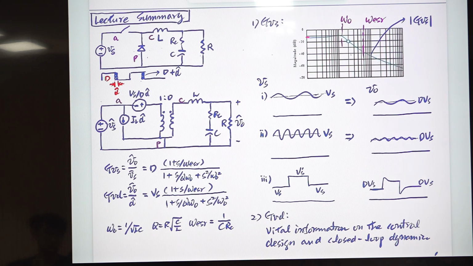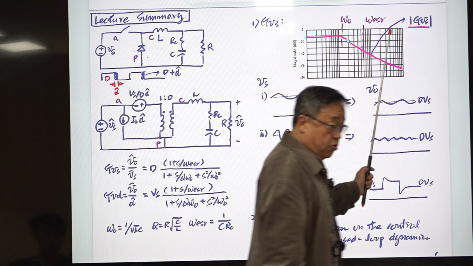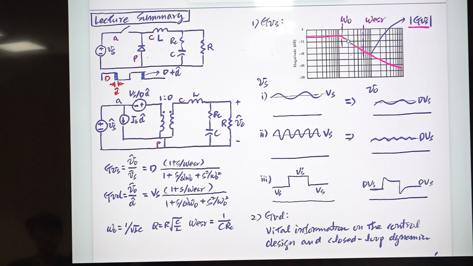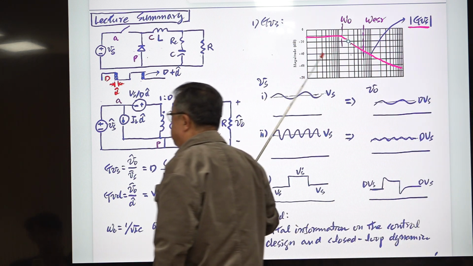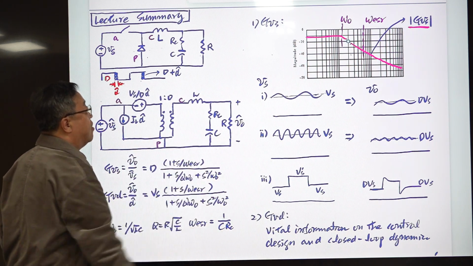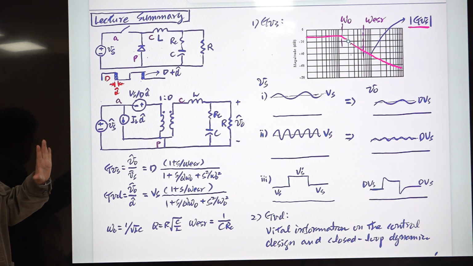Probably this one. This is the magnitude of the input to output transfer function. Okay. And this is the omega per frequency, somewhere here. And this is the omega ESR, the ESR 0 created by the equivalent series resistance, ESR, of the capacitor. That's called the ESR 0. I said the whole information about this circuit is carried by here. Okay. Let me give you 3 examples.